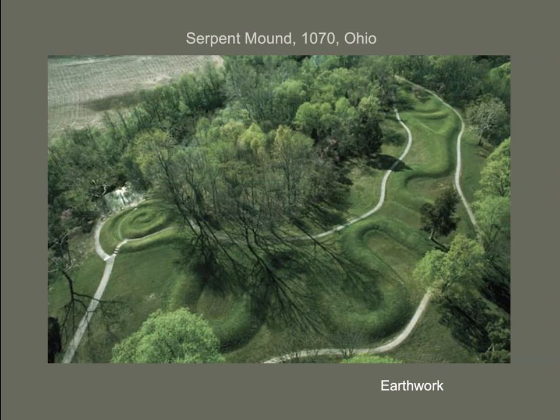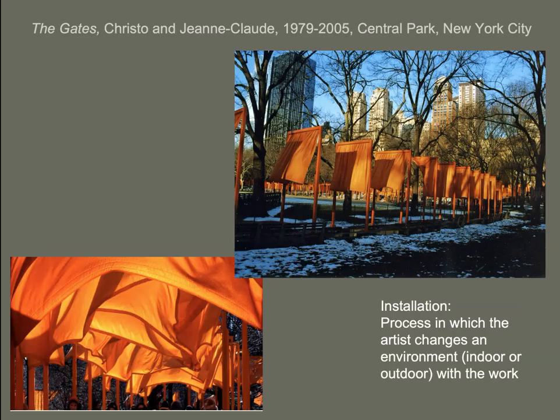And then we have installation. Installation is going to change the environment with the artwork, and these can be seen as far back as 1070. This is Serpent Mound in Ohio. It's a Native American earthwork. The artists are unknown, and the purpose is unknown, but you can see that they've taken the earth and created a sculpture on the ground that really can only be seen from above.